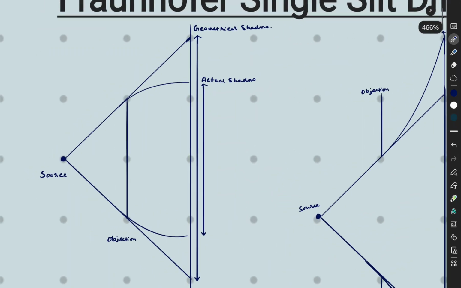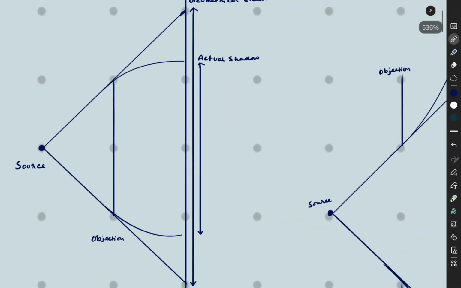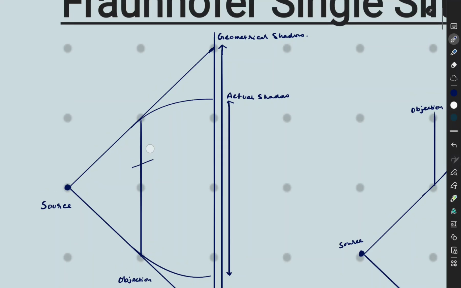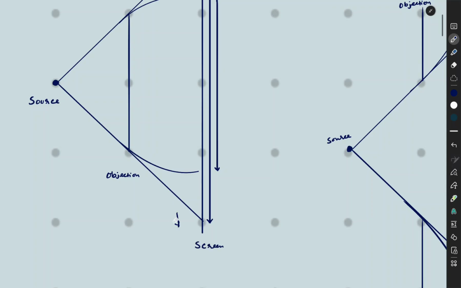So in this illustration we can see that this is a source, and the light ray that we consider travels in a straight path, so this should be the path of the light ray, and similarly here this should be the path of the light ray. So this should be the geometrical shadow, and after this part this is the obstruction. So after this part the illumination should be there, and also after this part the illumination should be there.